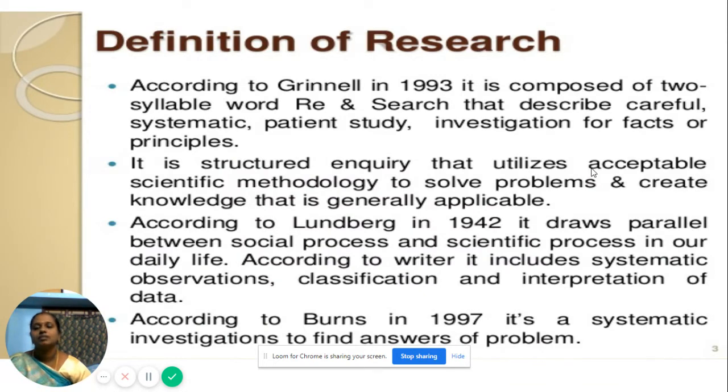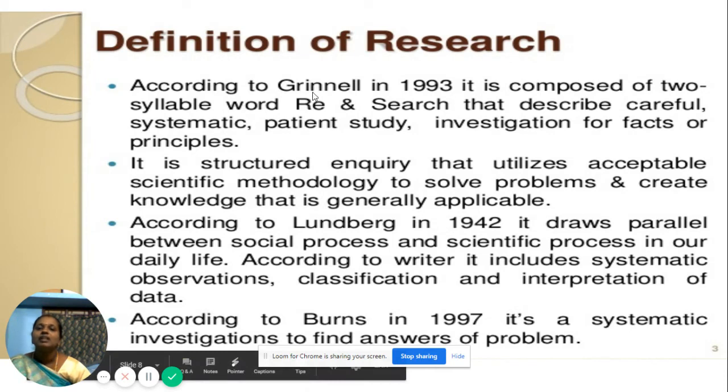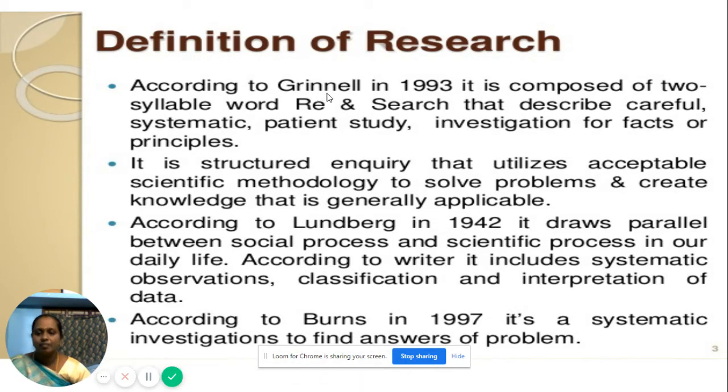Definition of research: how great writers define it. According to Grinnell, an American professor, research can be split into two syllables, re and search, which describes careful, systematic, patient study and investigation for facts or principles.